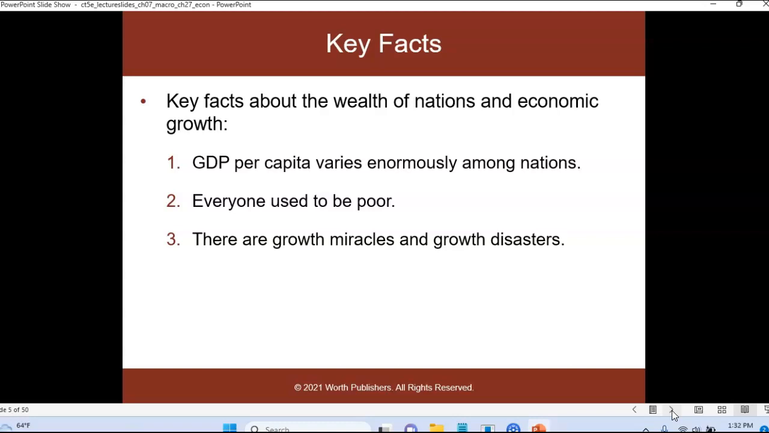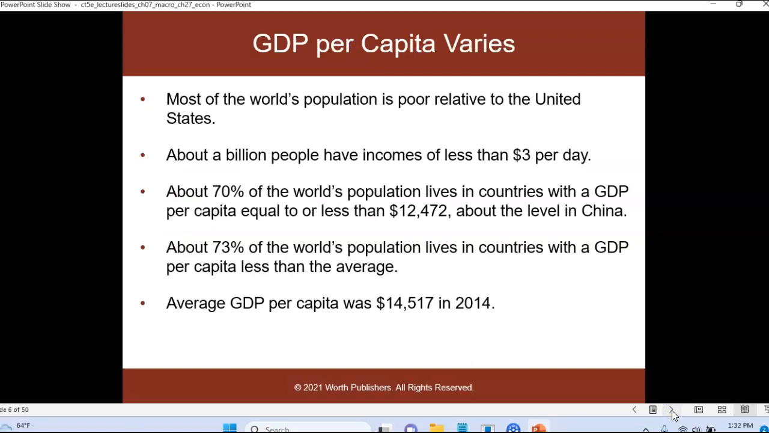Everyone used to be poor, and that's how countries are evaluated, but there are growth miracles and growth disasters that we all can look at. You notice that those decisions will be very helpful for us. Most of the world's population is going to be poor relative to the U.S. About 70 billion people have incomes of less than $3 per day. It's a very low amount, but it's something that we look at.